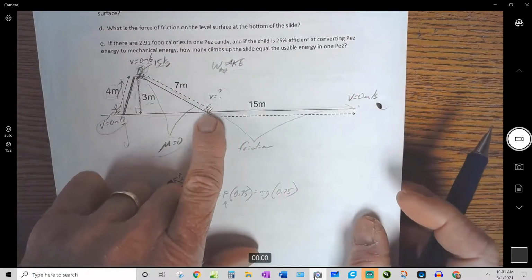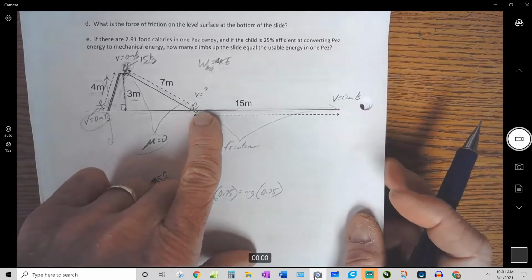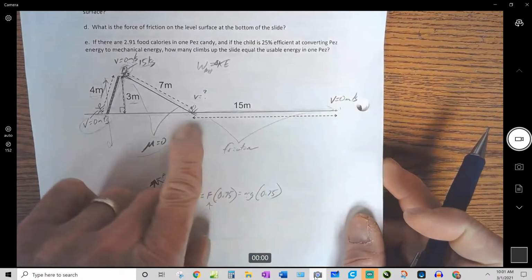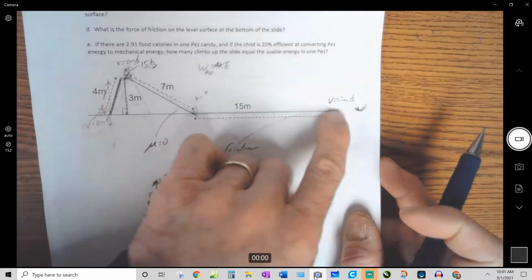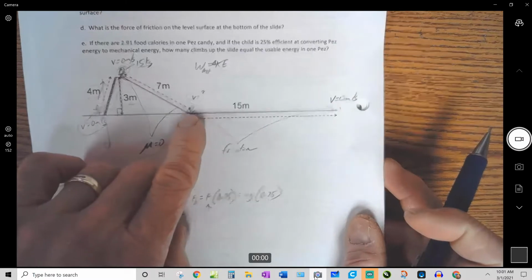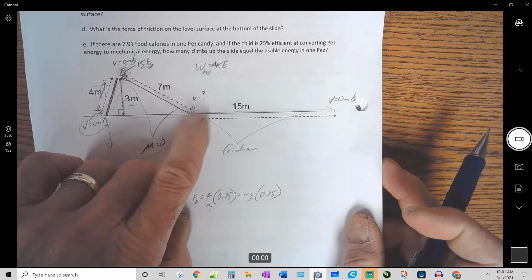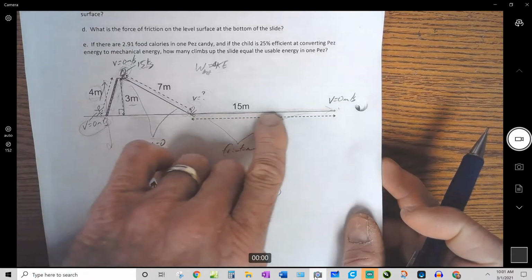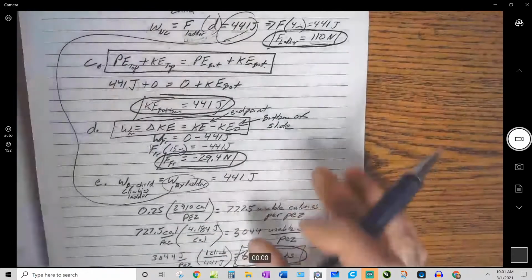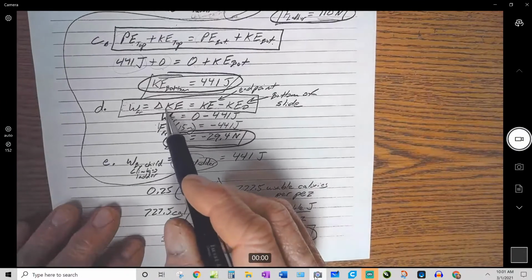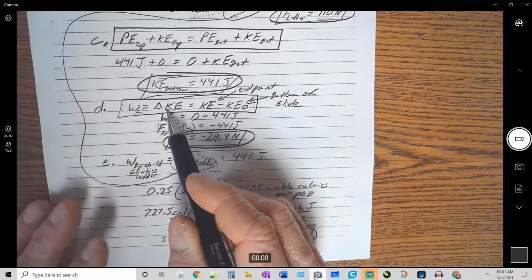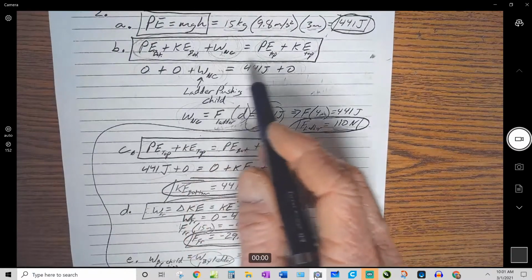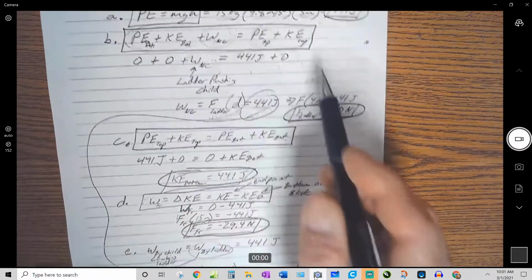So basically, friction is going to do work on the child until the child slows back down to 0. Friction is going to do work to take all this energy away. So whatever work friction is doing, it has to equal the energy that the child starts with here, and it has to be the opposite of that. But here's another way to do it. You could probably do this with this formula. That would be fine.